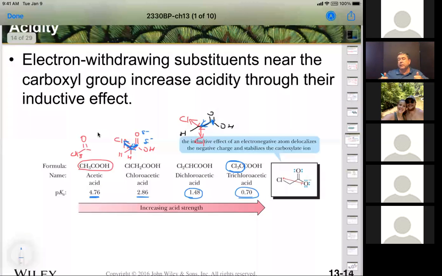Does that make sense right there? That by pulling electron density away from that carbonyl, you would make that anion more stable, making that proton more acidic?